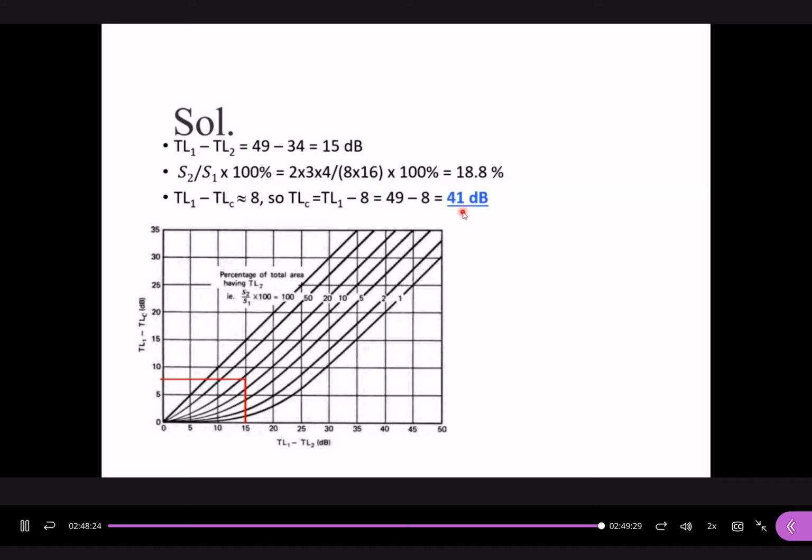So in the third question, we just use the data from the figure rather than doing any calculations.